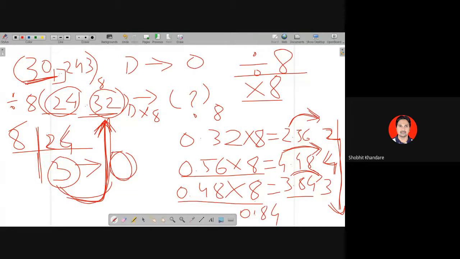0.84 multiplied by 8, whatever comes here, the integer I have to write separately, and so on. You can take at least 3 digits, 3 symbols, and you have to go from top to bottom. So it comes to be 243. So the final answer is 30.243. Now you understood? Yes, sir.